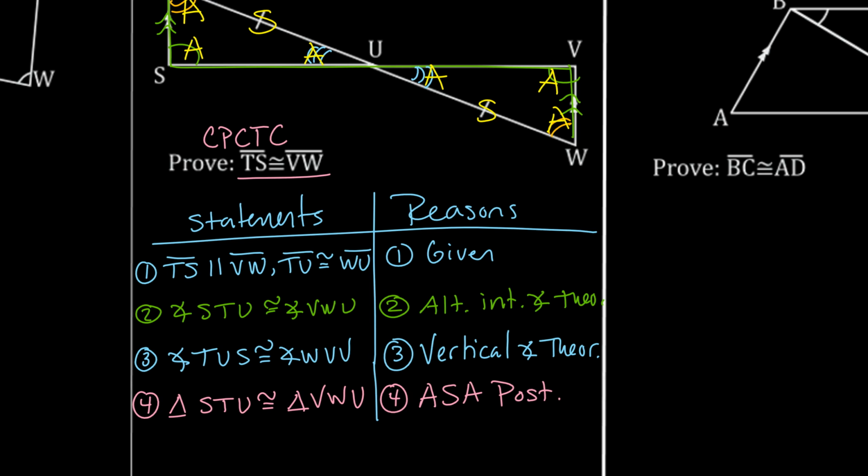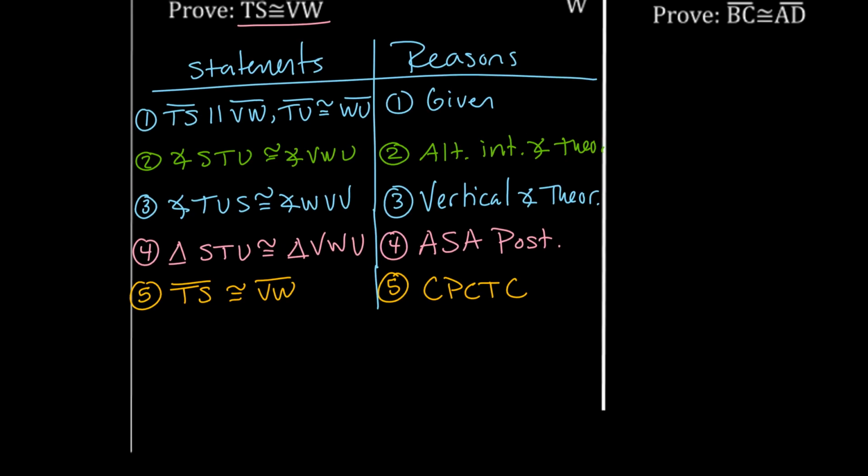Is this what we set out to prove? No. What is our last step? Good. How do I now know these are congruent? CPCTC. Corresponding parts of congruent triangles are congruent. So all we have to do is bring the triangles congruent and then put CPCTC. Just one more step.